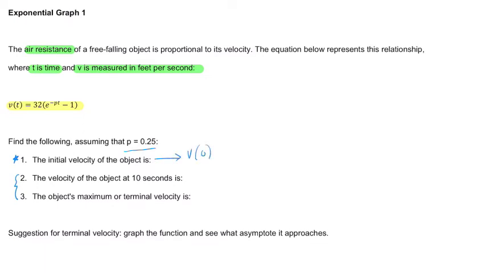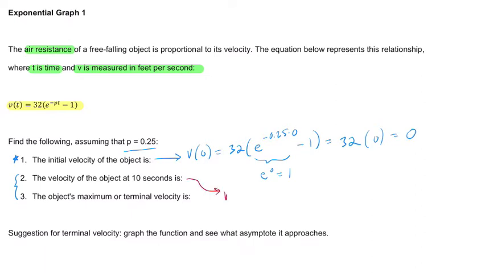So the initial velocity is at time equals 0. We're finding v of 0, which is just 32 times e to the negative 0.25 times 0, minus 1. Negative 0.25 times 0 is 0, and e to the 0 is 1, and 1 minus 1 is 0. So 32 times 0 is 0. That's our answer.